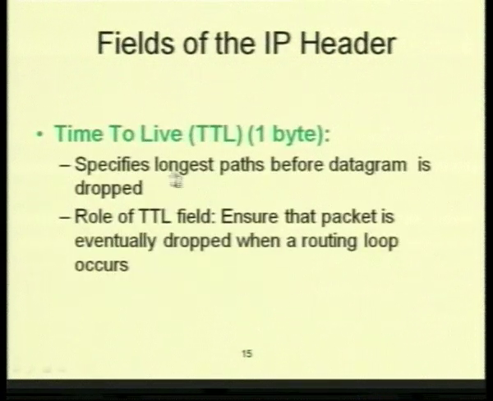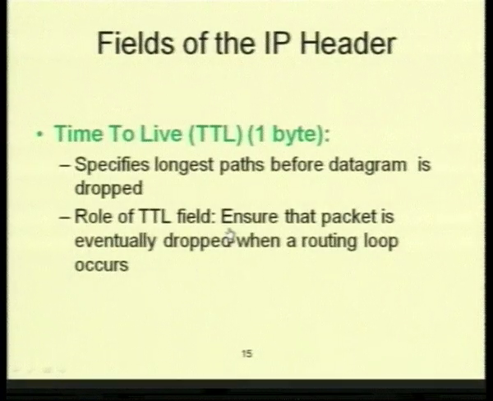When we take a look at when and how fragmentation gets done, we will take a look at these fields. Similarly, then we have a time to live field. This specifies the longest path before the datagram is dropped, a 1 byte field is used. The role of the TTL field, I think we have talked about TTL a number of times. This is basically to ensure that a packet is eventually dropped when a routing loop occurs. Due to some mistakes or errors that can occur in the routing table in any of the routers, it is possible that a packet keeps going from one router to another router and keeps going round and round in the network without actually reaching the destination.